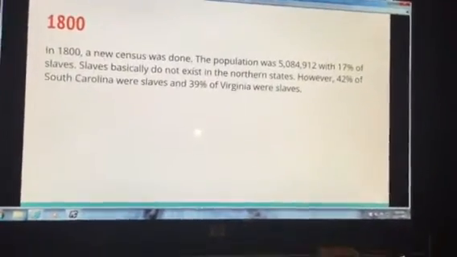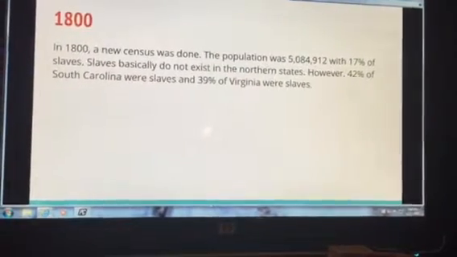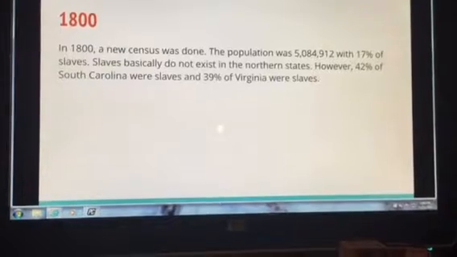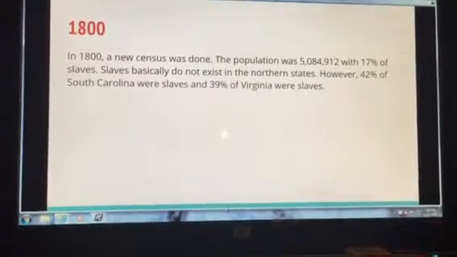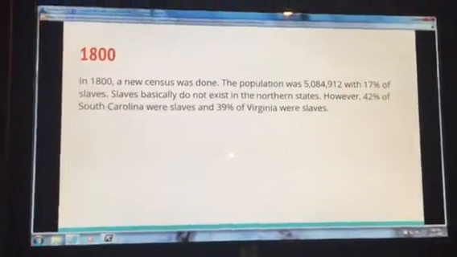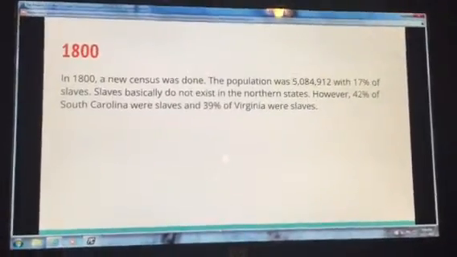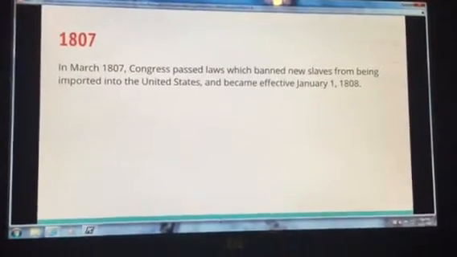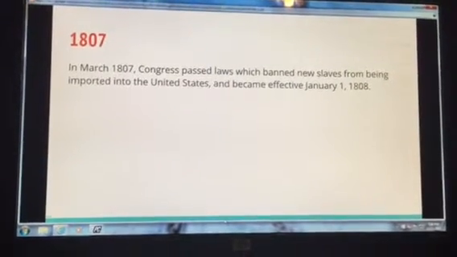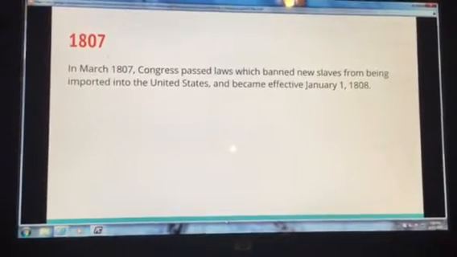In 1800, a new census was done. The population was 5,084,912, with 17% slaves. Slaves basically did not exist in the northern states. However, 92% of South Carolina were slaves and 39% of Virginia were slaves. In March 1807, Congress passed laws which banned new slaves from being imported into the United States, and became effective January 1st, 1808.